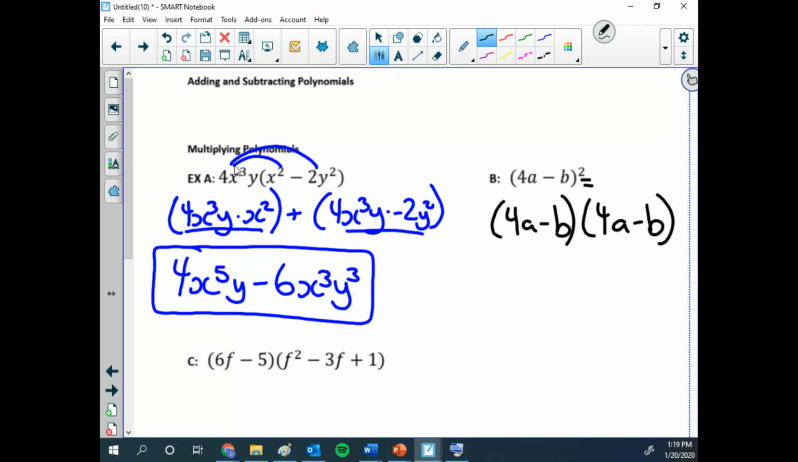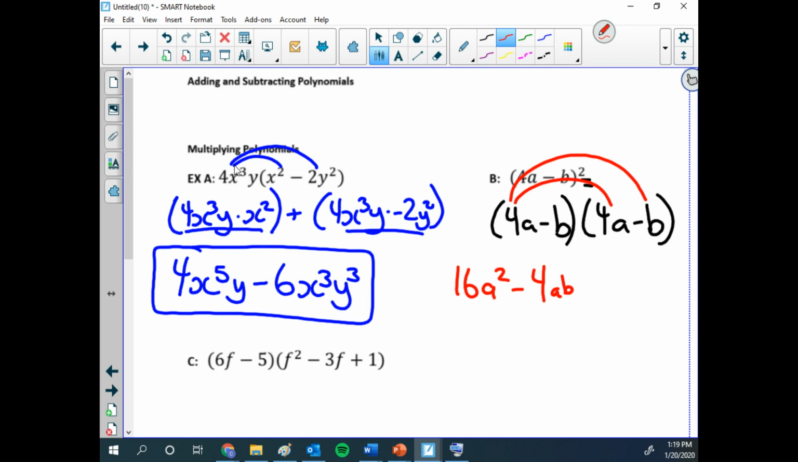Distributive property: multiplying everything in the first bracket to everything in the second bracket, also called FOIL, but I'm not a big fan of that. So 4a times 4a is going to give me 16a squared. A times a to the 1, add those together, get a squared. And then I'll take this and multiply it to the next term. So 4a times negative b: 4 times negative 1 is going to be negative 4, and then ab.